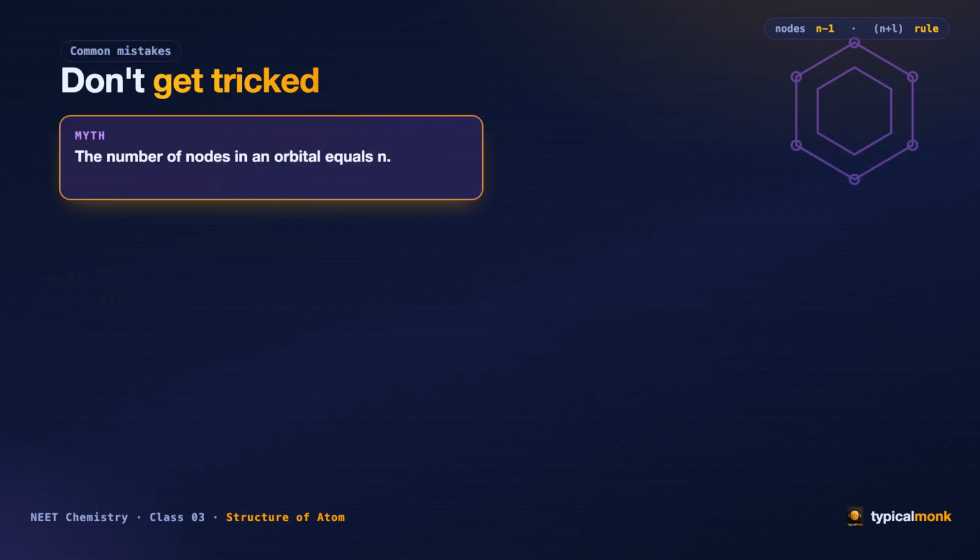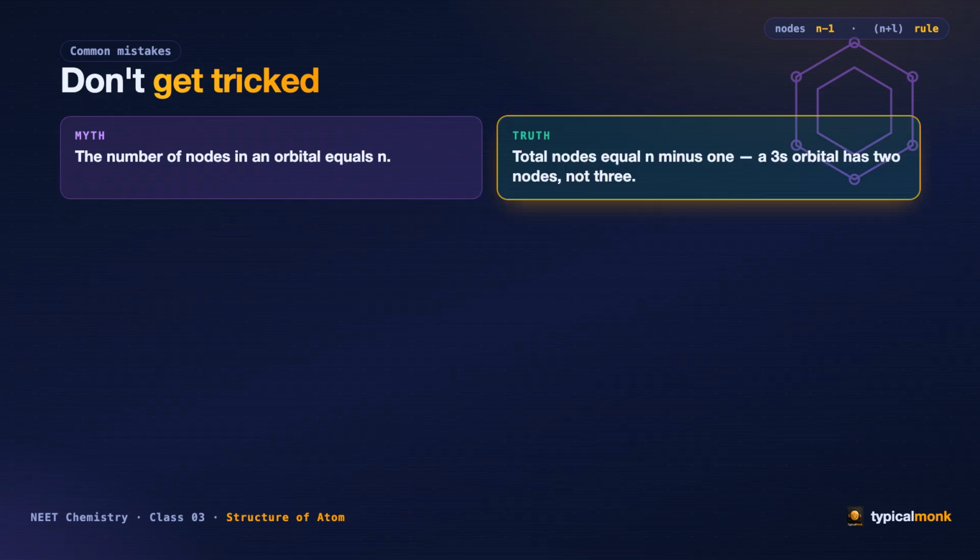Now let me save you some marks. 2 traps that catch thousands of students every year. Myth 1. The number of nodes in an orbital equals n. It feels tidy, but it is wrong. David believed this for months and kept overcounting. The truth. The total number of nodes is n minus 1, never n. A 3s orbital has 2 nodes, not 3.